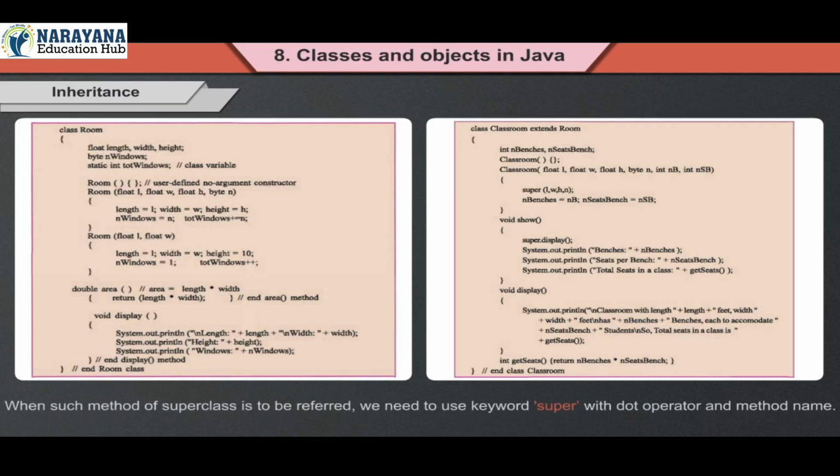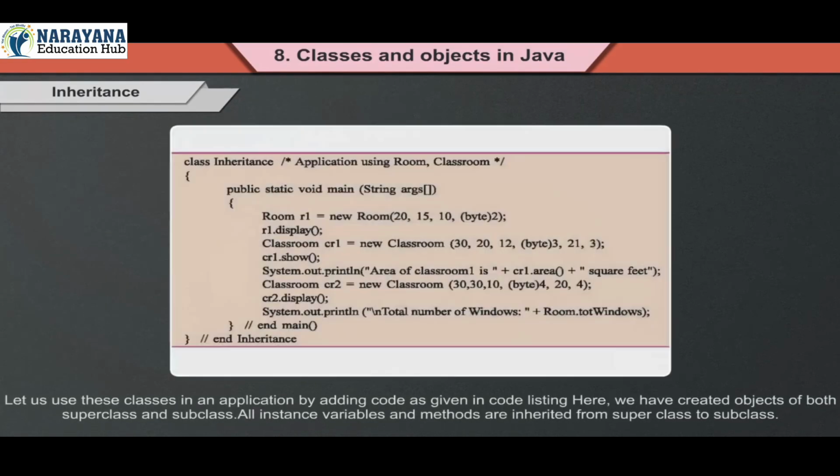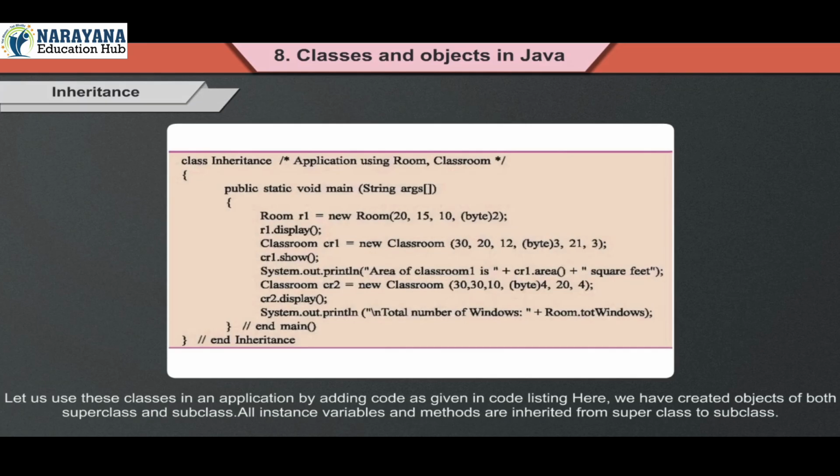When such a method of the superclass is to be referred to, we need to use the keyword super with the dot operator and the method name. Here, we have used super.display in the show method to invoke the display method of the superclass. Method getSeats is used to compute the seating capacity of a classroom. Let us use these classes in an application by adding code as given in the code listing.